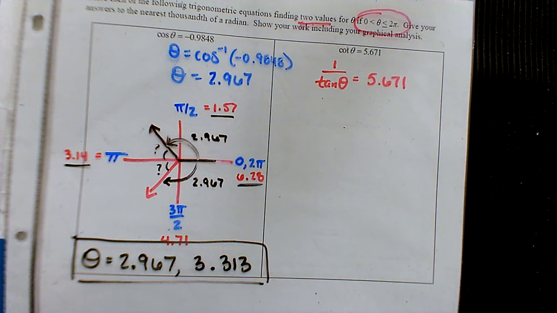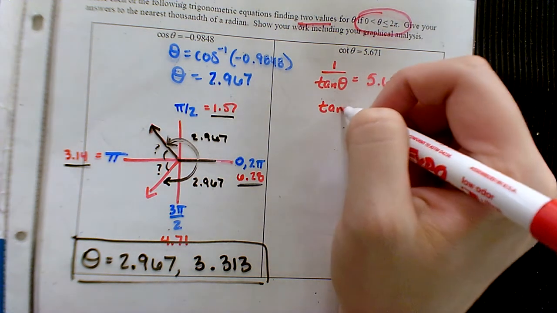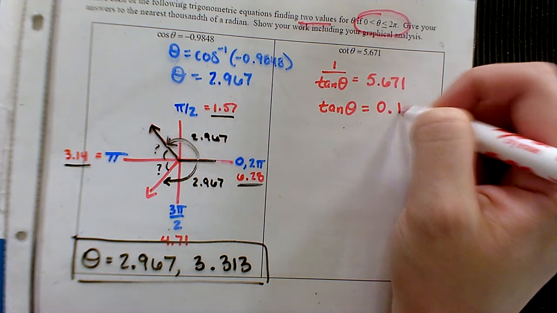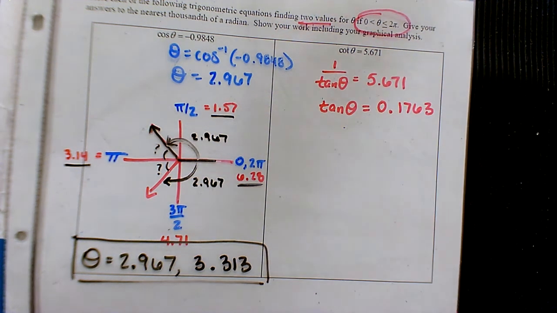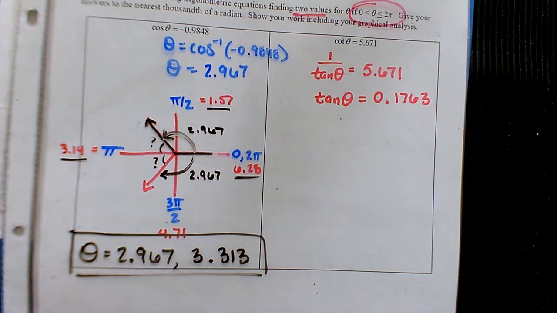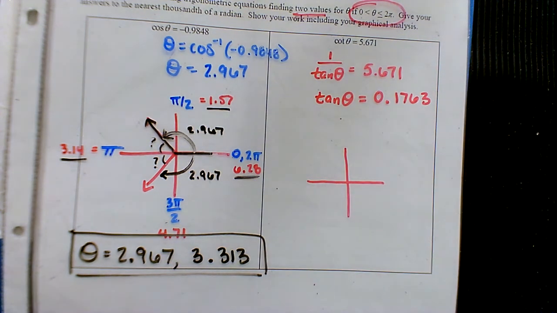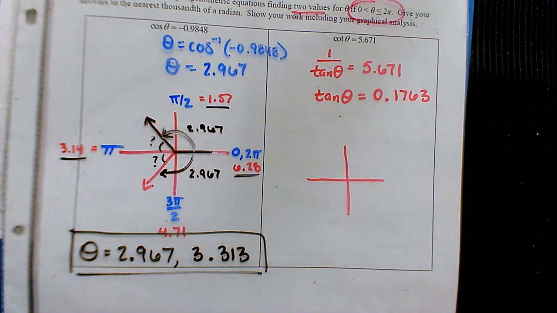We have a theta in the denominator that we're trying to solve for. We want it in the numerator, so we'll flip the left-hand side, which means we have to flip the right-hand side. So 1 divided by 5.671. We'll get 0.1763. All right, so this is kind of our new equation. If you want to ignore the original one, that's completely okay. So we can just work with this one now.